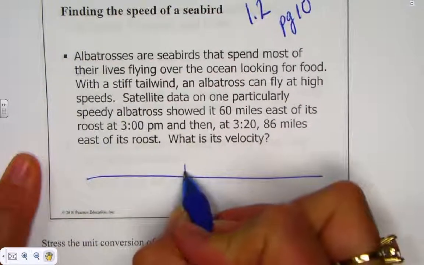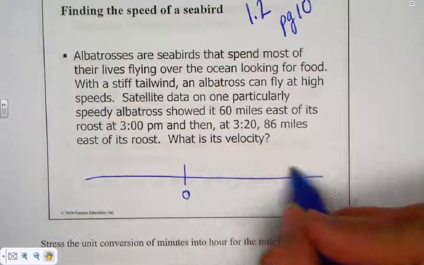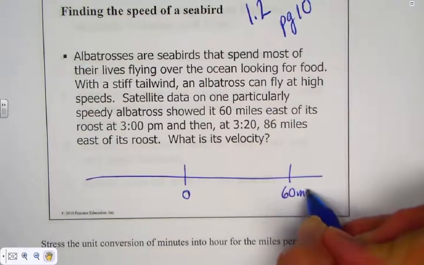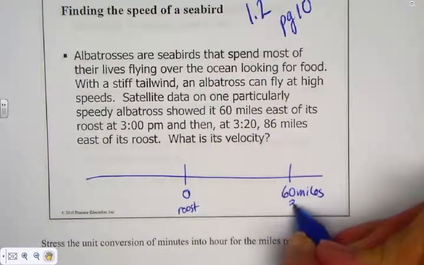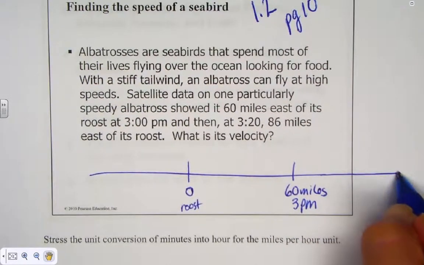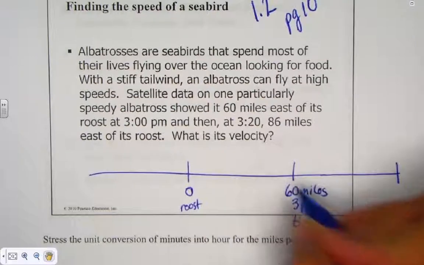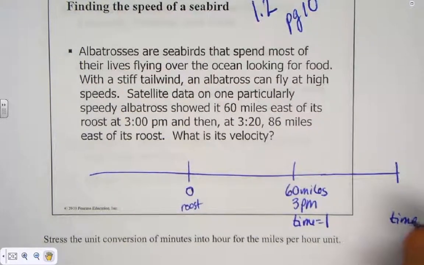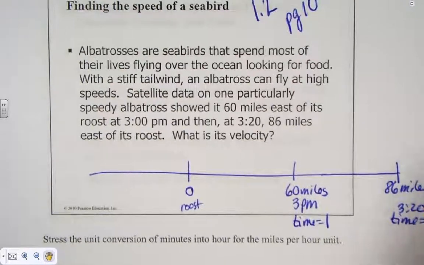Now that's kind of an interesting point. Let's say here's its roost. We'll say that that is the origin. 60 miles east means in the positive direction. I'm going to record. We spotted the bird 60 miles east of its roost at 3 p.m. At 3:20, 86 miles east of its roost, it was spotted again. So here we have time 1, 60 miles east of the roost. Time 2, which is 20 minutes later, 3:20, we spot it at 86 miles east of the roost.